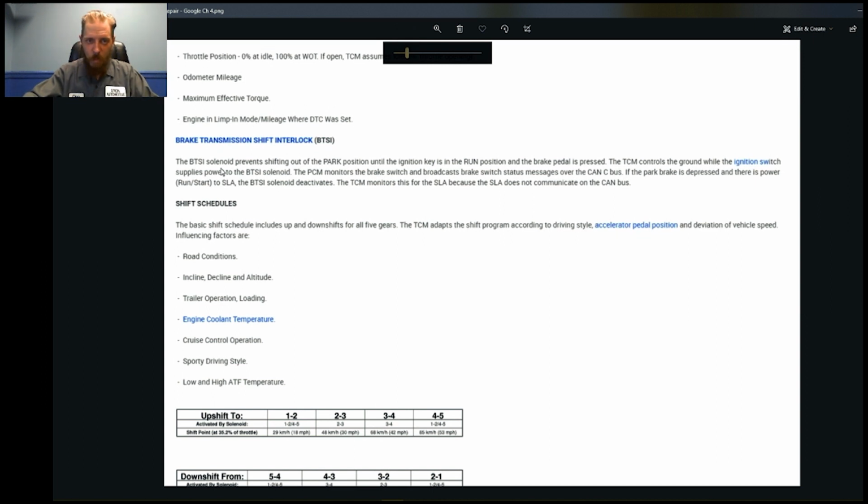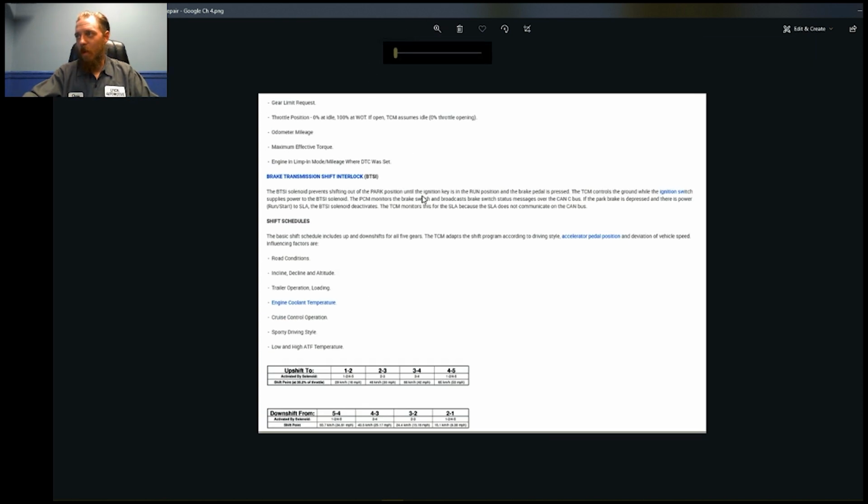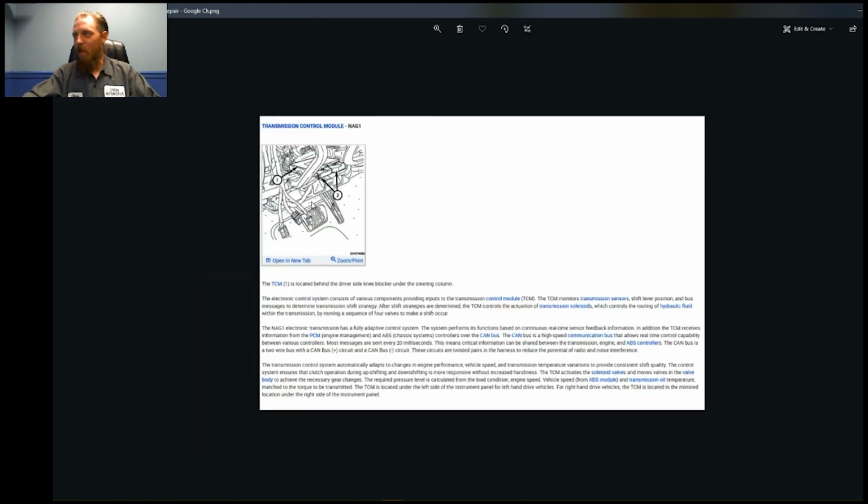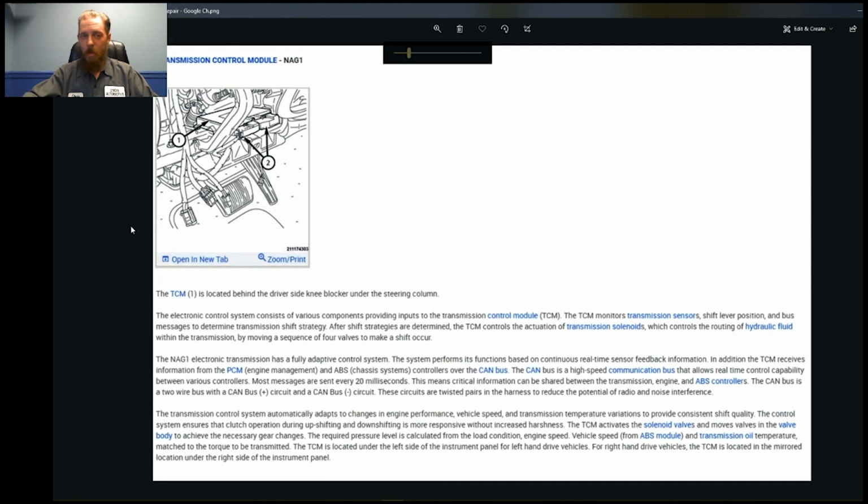We've got some inputs here. We've got brake transmission shift interlock. We have shift schedules. Once again, we found our golden nugget of information there. Do we really need to continue going through everything? I mean, here we have a real generic setup where we're actually going through.